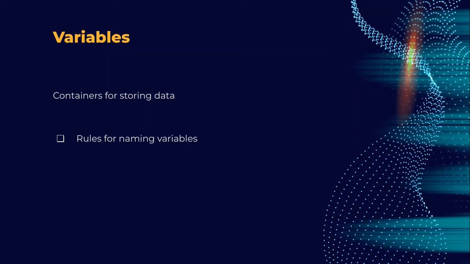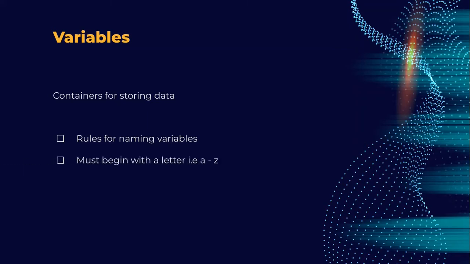Before you start storing data in a container, you want to name your container. So the first thing is to name your container, but there are rules that need to be followed. Any rules broken will result in very not-so-nice error messages in your program, so your program won't compile because of those errors.